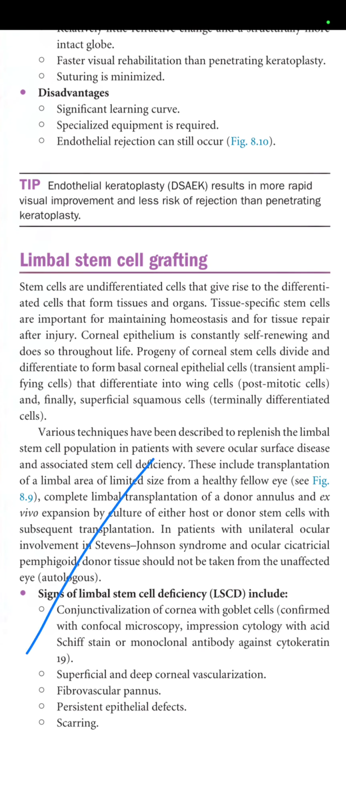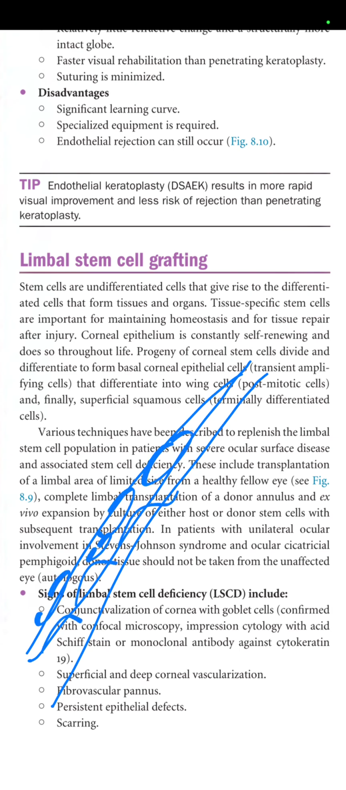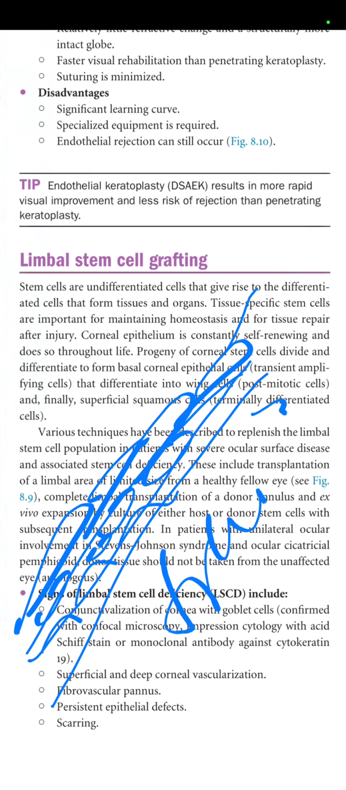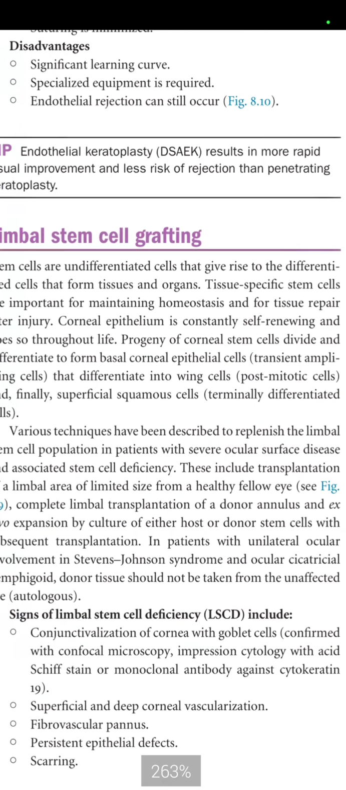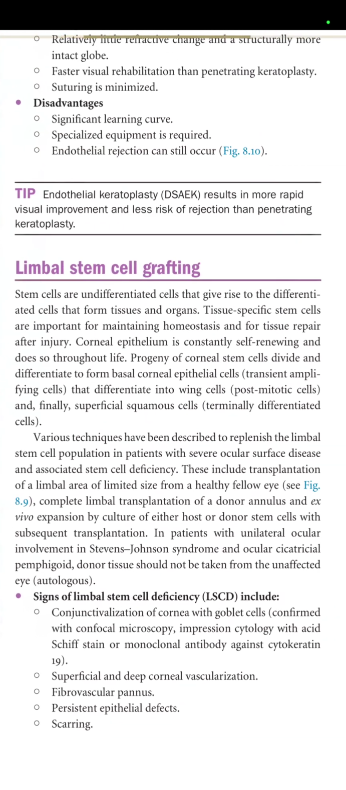You know that the corneal epithelium has a basal cell layer, then 2 to 3 layers of wing cells, and 2 layers of superficial squamous cells. The basal cells are the transient amplifying cells, wing cells are mitotic cells, and squamous cells are terminally differentiated cells that shed after some time.